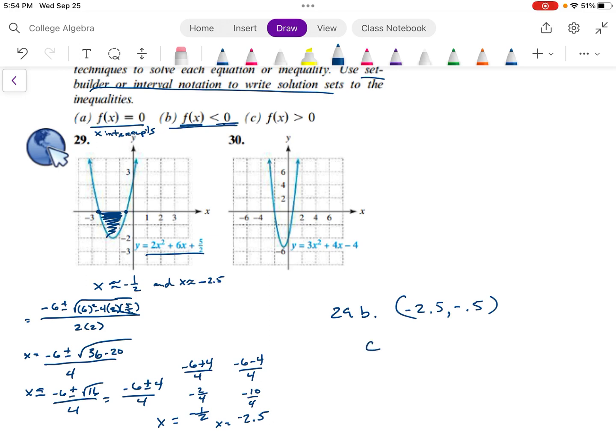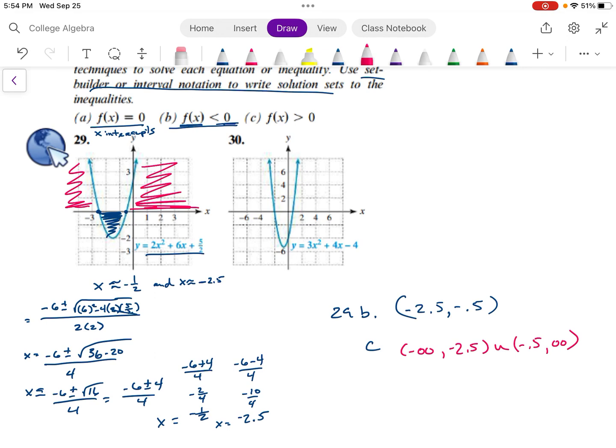For part C, when is the graph above the x-axis? Well, that would be this area and that area. So we would start from -∞ to -2.5, union, skip over where it's negative, and then we pick back up at -0.5 and go to infinity. And so that would be part C.